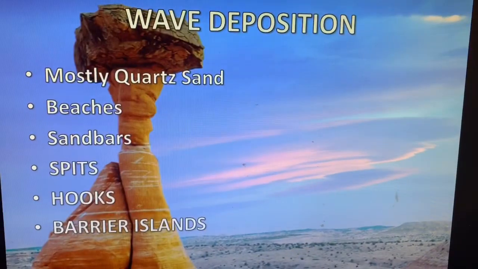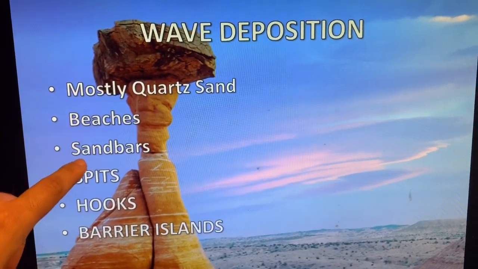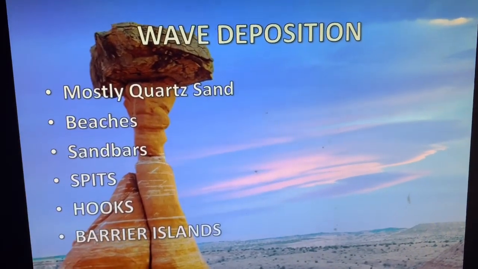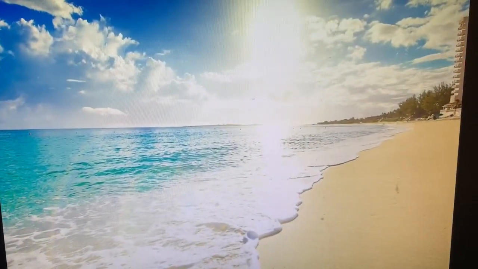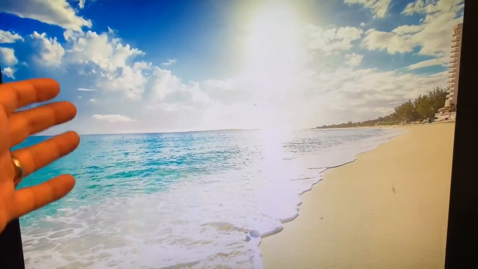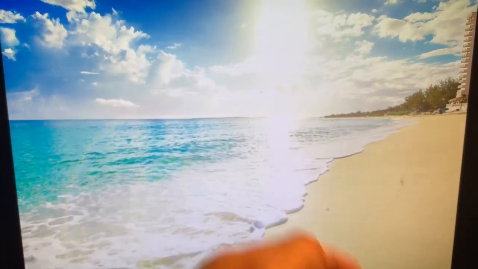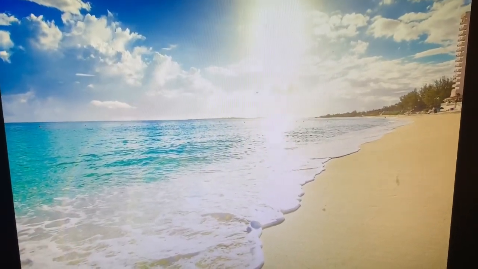All right, so waves deposit mostly quartz sand, and they leave these deposits as beaches, sandbars, spits, hooks, and barriers. If you want to pause it so you can write them down, that's fine, but I'm going to move forward. So what are beaches? Beaches are the most common form of deposit that you can have. The waves come in, as they come in they carry the material, and they drop off that material here. We all understand this. We've all gotten sand deposited in our own bathing suits.